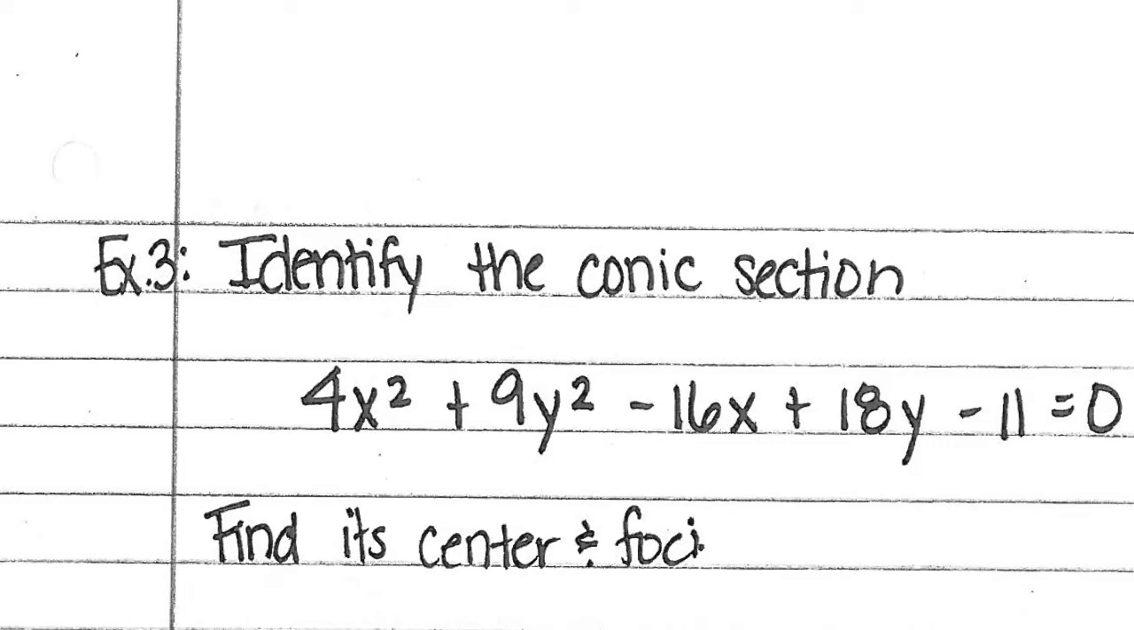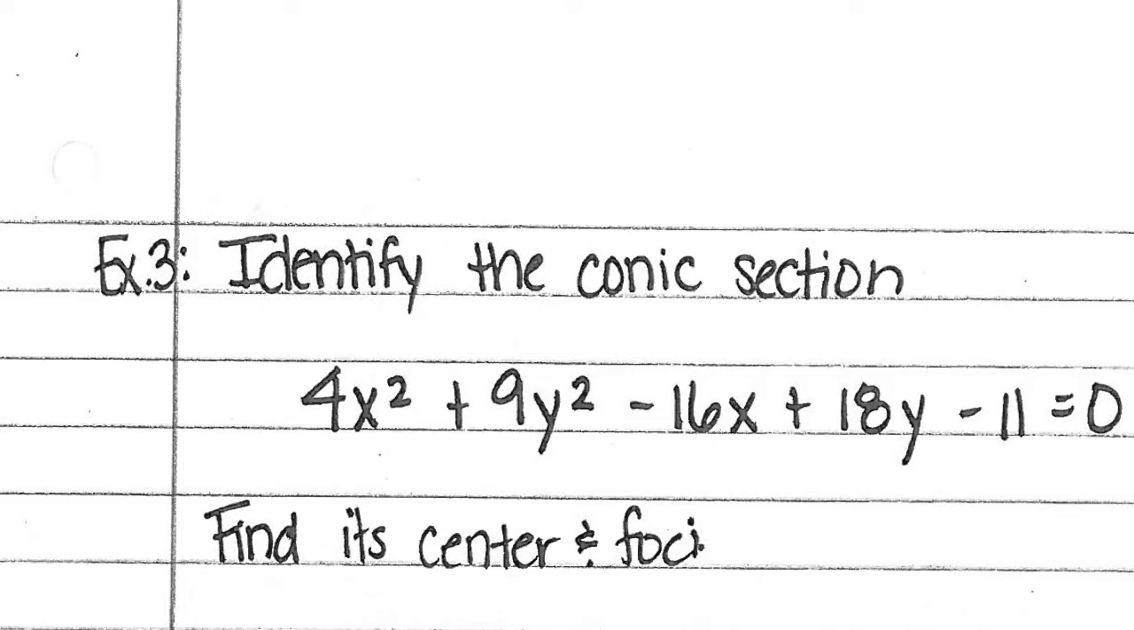All right, the last thing we're going to talk about in this section is identifying conic sections. So we know that a parabola only has one x squared or y squared. I know that circles only have one radius, where ellipses have two different numbers, and hyperbolas have a subtraction sign. So we need to look to see what we can do here.